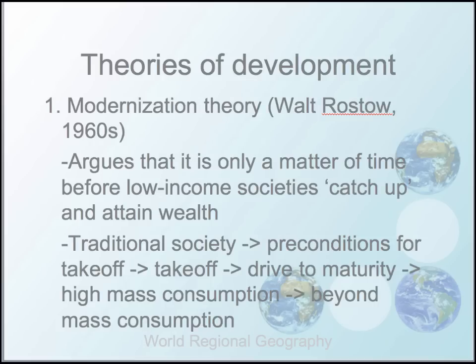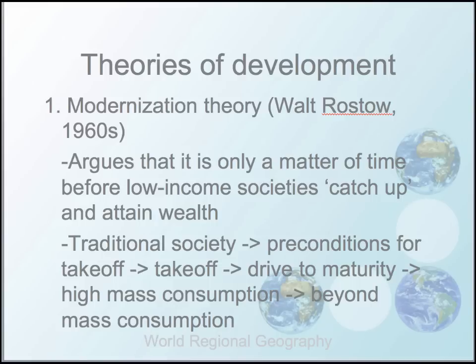The first theory of development that we'll discuss today is modernization theory, which was proposed by Walt Rostow in the 1960s. It's a very, very linear way of looking at development, which basically states that it's only a matter of time before low-income societies catch up to everyone else. Rostow predicts that societies will progress along this prescriptive linear path from traditional society all the way to fully developed countries.